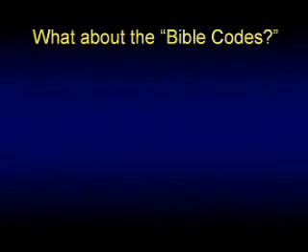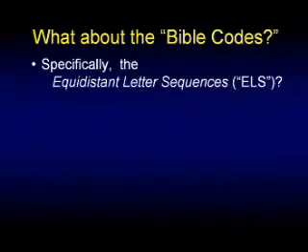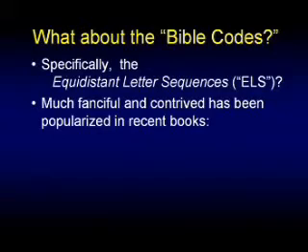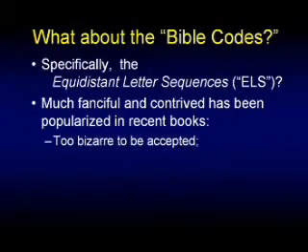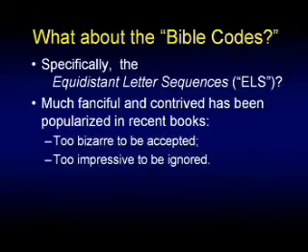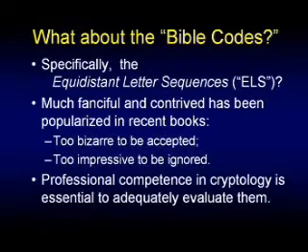But there's one particular kind of code called an equidistant letter sequence. Well, what on earth is an equidistant letter sequence? I'll show you here. There's a lot of fanciful and contrived stuff that's been popularized in some books that's nonsense. It's too bizarre to be accepted on the one hand, and yet too impressive to be totally ignored. The problem is that professional competence in cryptology is essential to adequately evaluate them. So we're not going to go down some of those paths, because that's a whole complicated area.